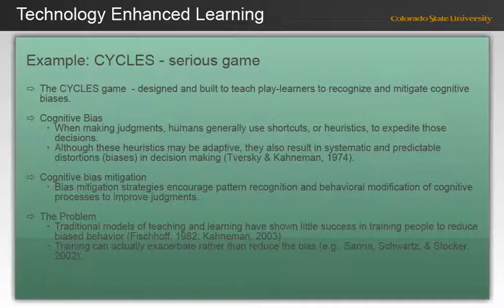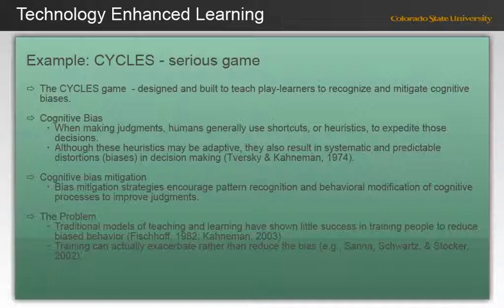So the example I'll talk about here is the Cycles game that we developed. It's a serious game for training and learning, and it was designed and built to teach play learners, or those who are playing the game, to recognize and mitigate cognitive biases.